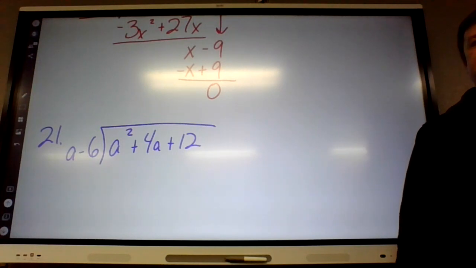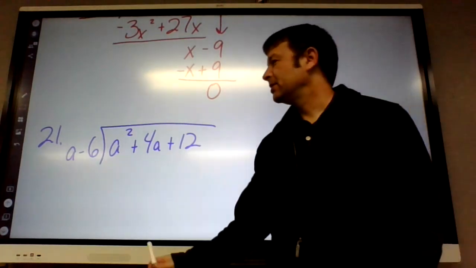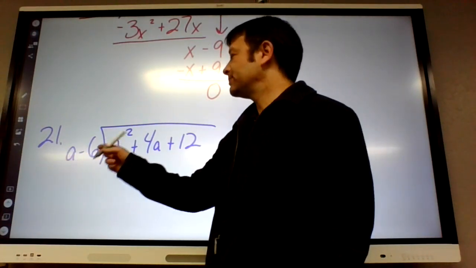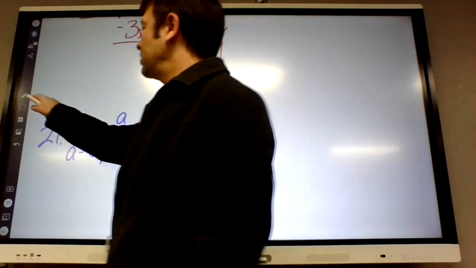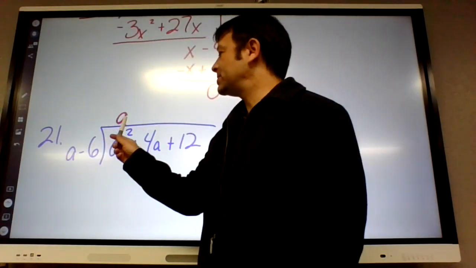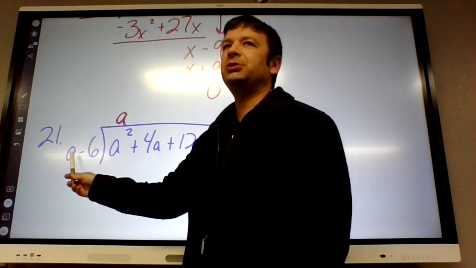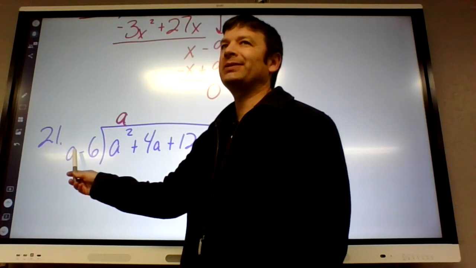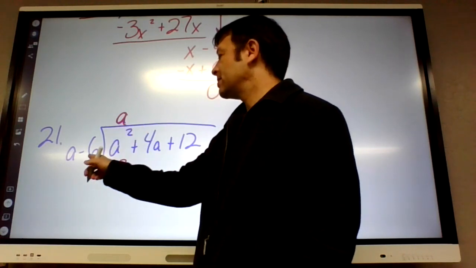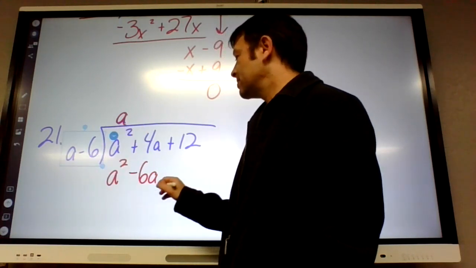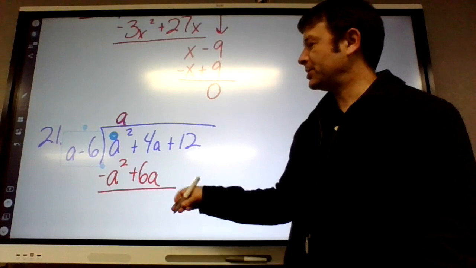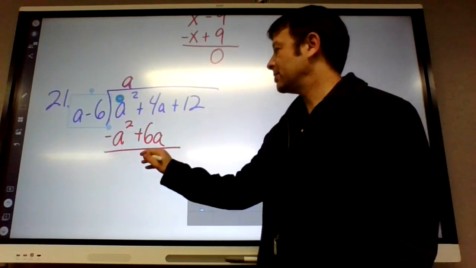What's the first question I asked? How many times can A go into A squared? A times what equals A squared, or what's A squared divided by A? A times A equals A squared. Let me change colors, that usually helps. What's A times A minus 6? A squared minus 6A. And then you have to subtract and then add. Minus becomes a plus. 4a plus 6a is 10a.